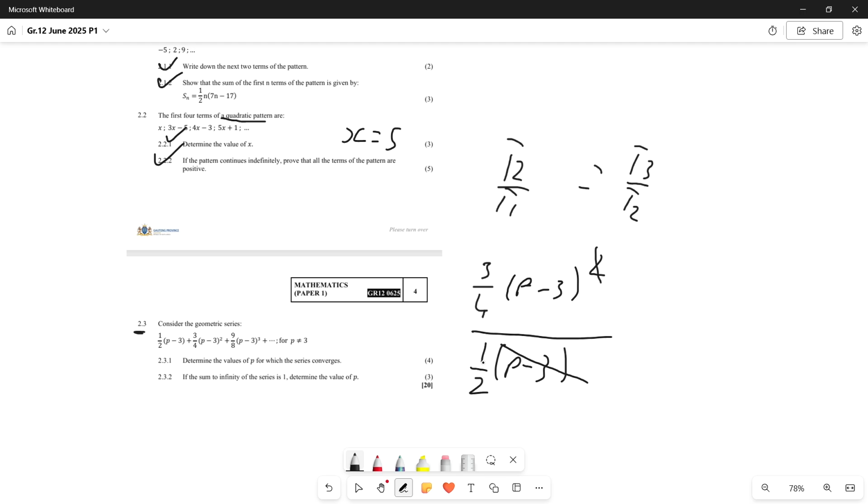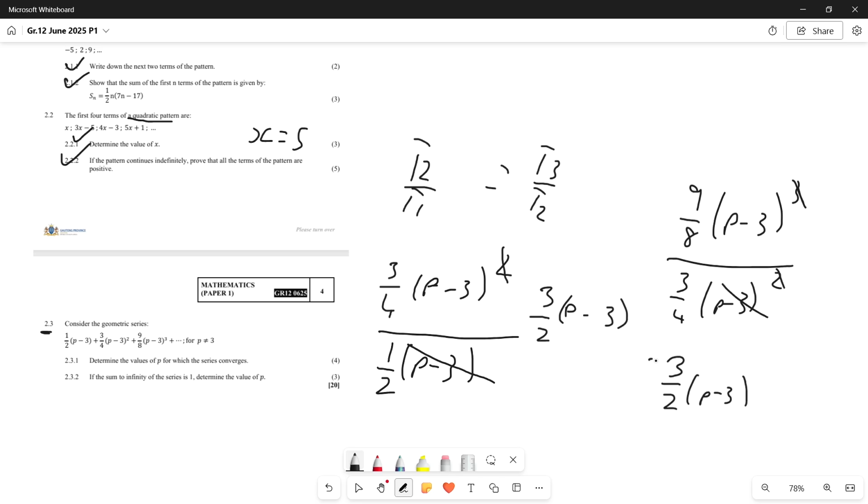And then we have 3 over 4 and 1 over 2. So I'm just going to simplify that. And that equals 3 over 2. So what we have is 3 over 2 p minus 3. And if we have it on this side, we'll see if we do it the same on t3 over t2, it'll end up being the same value because our ratio is constant. So our ratio is constant.